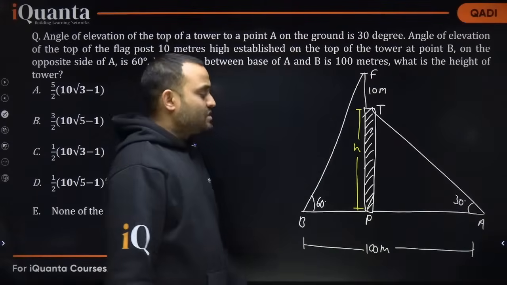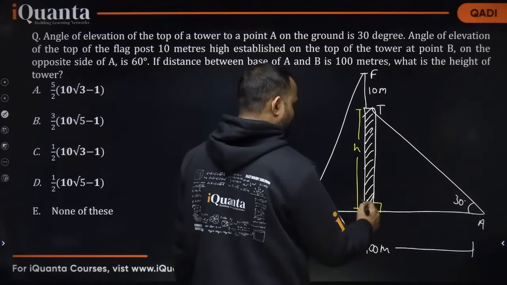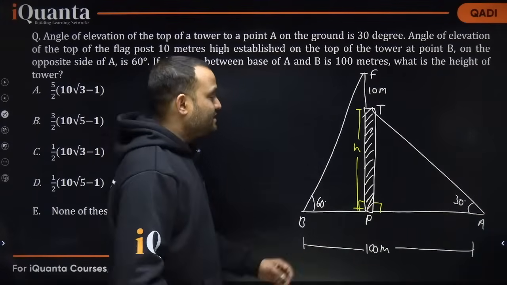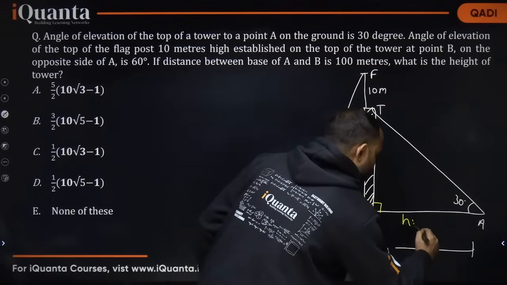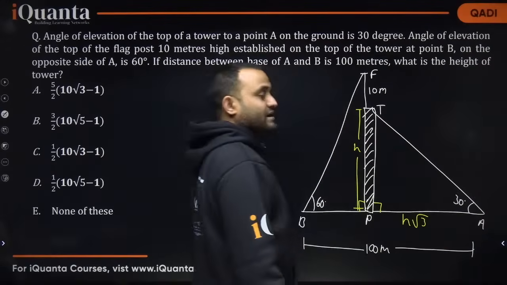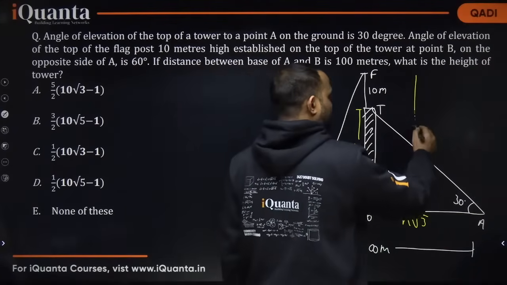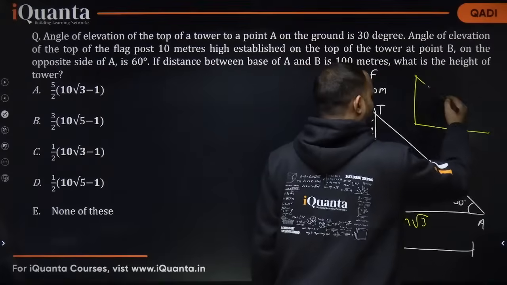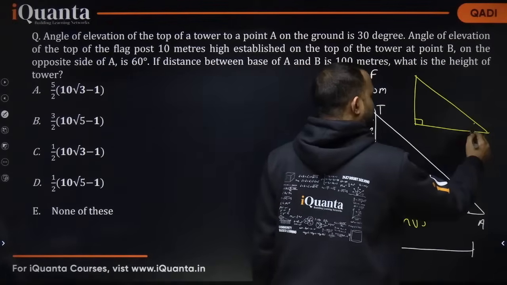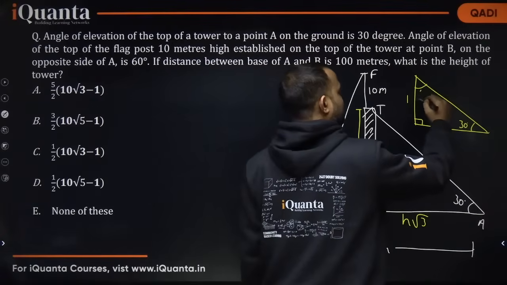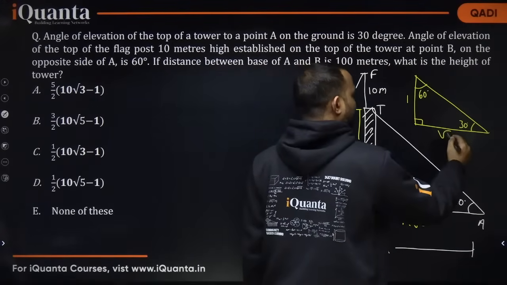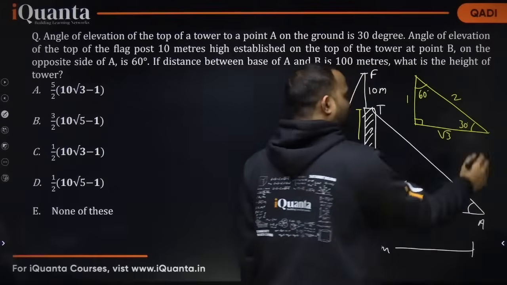What do we have? We have a 30, 60, 90 triangle. Both of these triangles are 30, 60, 90. Against 30, if it is H, then AP will be H root 3, right? In any 30, 60, 90 triangle, if you are not aware, then you must know this concept. This angle is 30, the side length opposite to 30 is 1, the side length opposite to 60 will be root 3, the side length opposite to 90 will be 2.